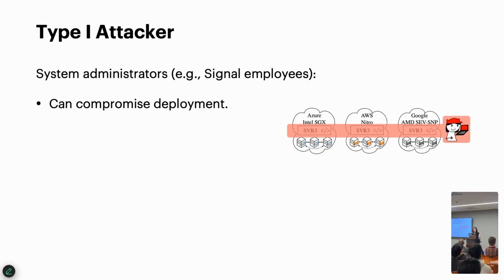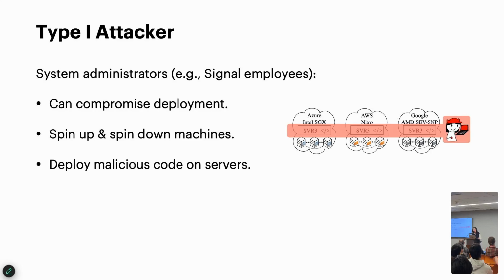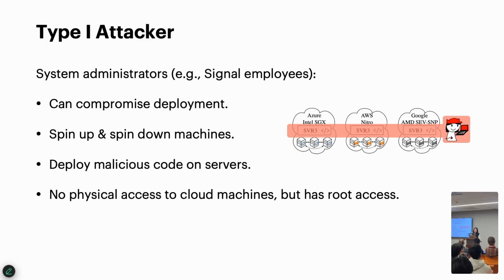This type 1 attacker, if we assume that they're a system administrator, can compromise the deployment. They can spin up and spin down cloud machines. They can deploy malicious code on servers. And they have no physical access to cloud machines, but say they have sudo access.